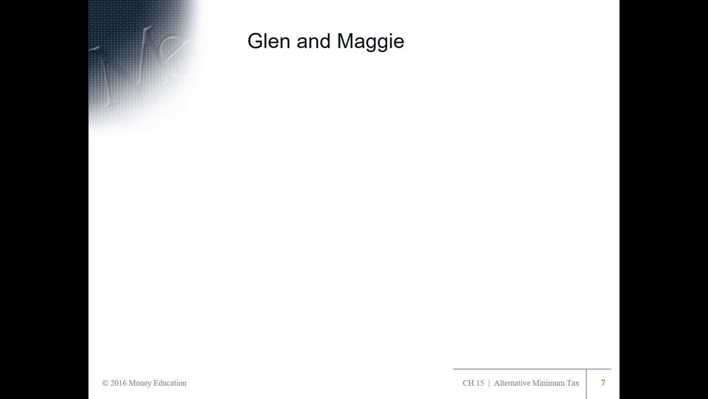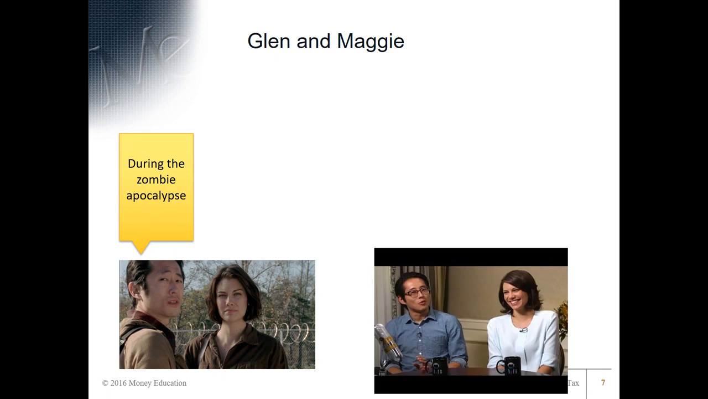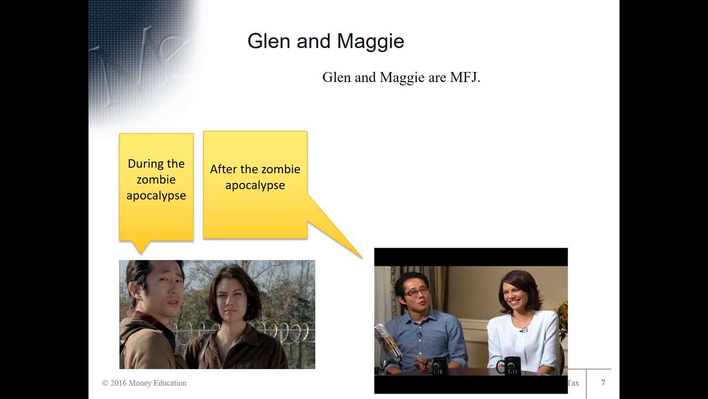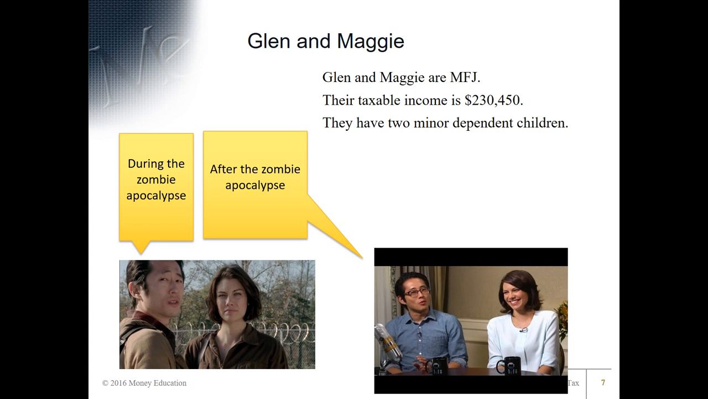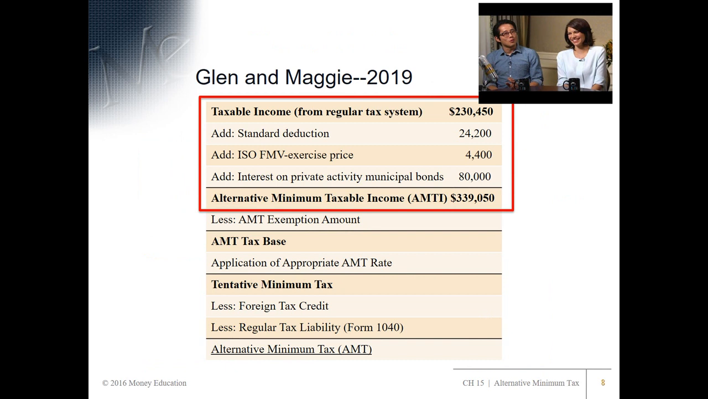We're going to do some calculations for Glenn and Maggie. Now, Glenn and Maggie have been through a lot. They lived through the zombie apocalypse. We are going to imagine that they did, and now it's after the zombie apocalypse, and they're living happily ever after. Okay, so this is really good. Now, Glenn and Maggie are married filing joint. Their taxable income is $230,450. They have 2 minor dependent children. They take the standard deduction. Their tax liability for regular tax purposes is $43,657.